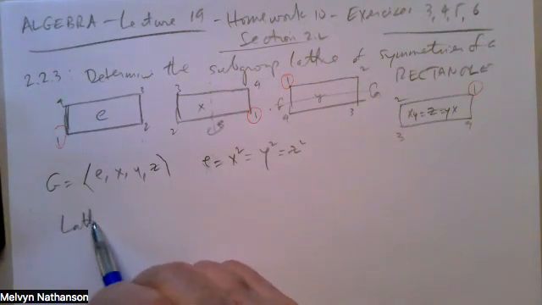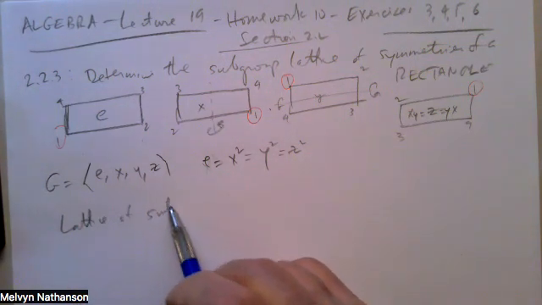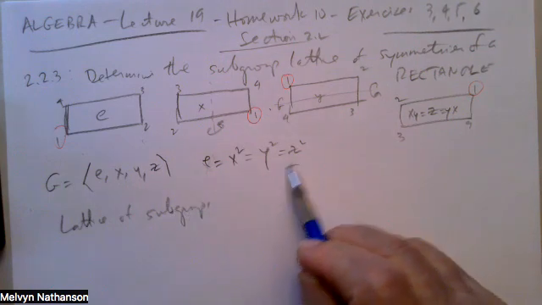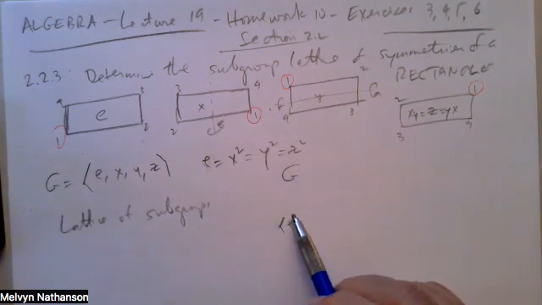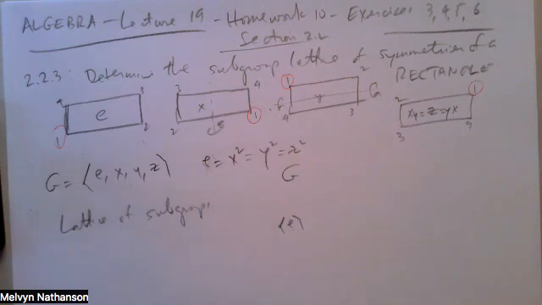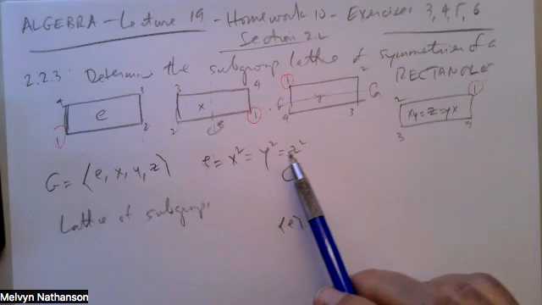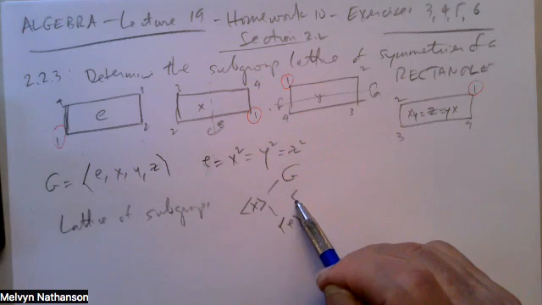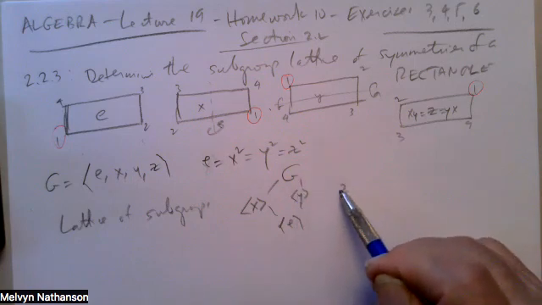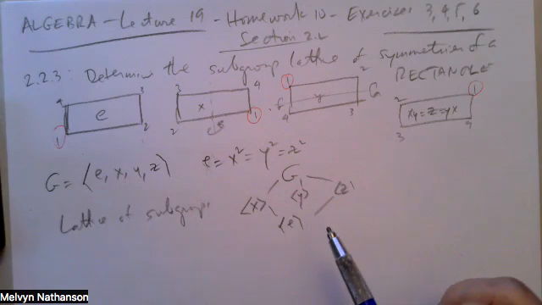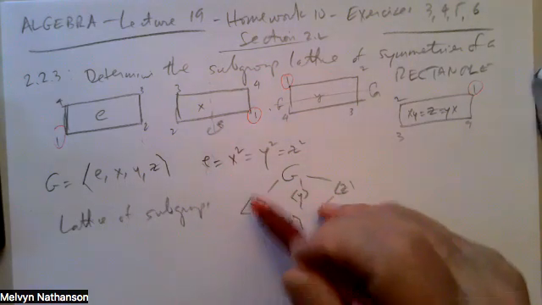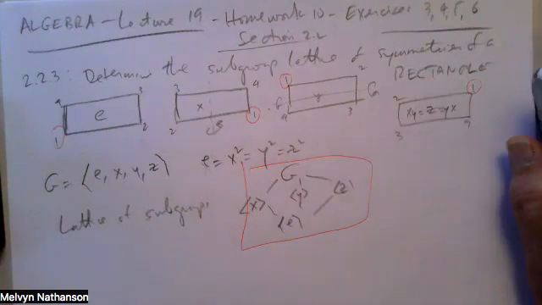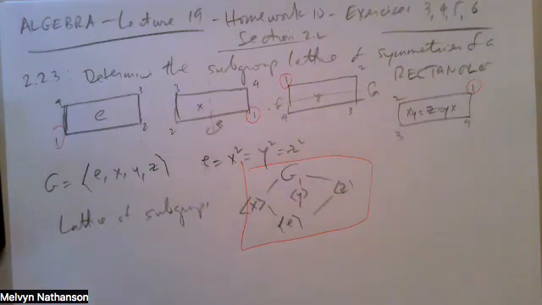So what is the lattice of subgroups? So the biggest subgroup is always the whole group. And the smallest is the subgroup that consists just of the identity. But we have three subgroups of order 2. We have the subgroup generated by X, the subgroup generated by Y, and the subgroup generated by Z. So this diagram is the lattice of subgroups of the group of symmetries of the rectangle. Right? That's what it is.